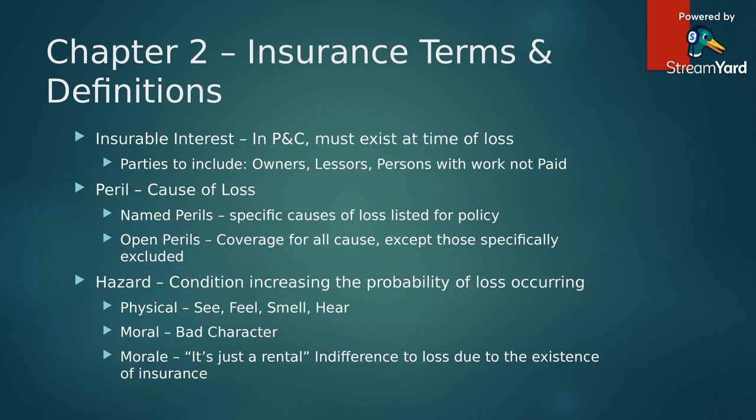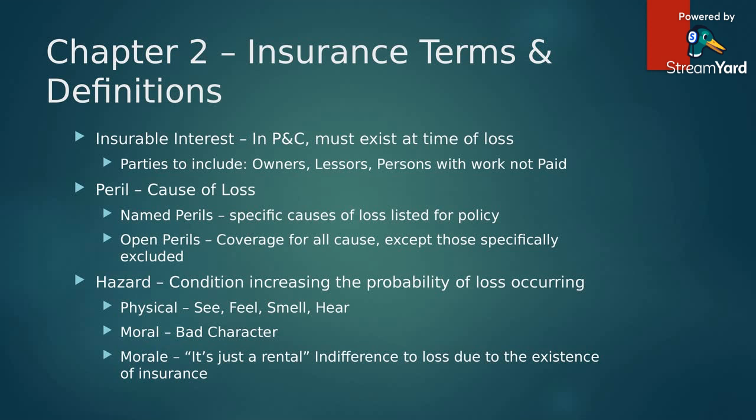Now, depending on which part of the country you're from, you might pronounce this next word peril or pearl. It means a cause of loss, right? Examples of a peril would be a lightning bolt, a fire, or a collision in a car wreck. So these are what we call perils.